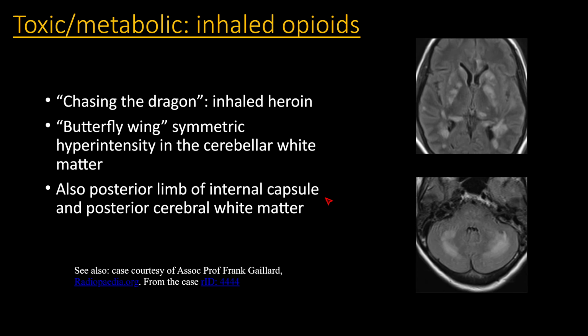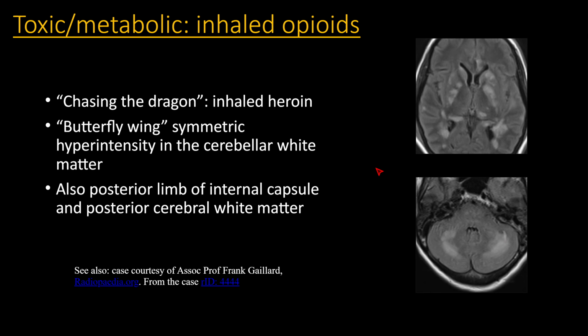All right, now let's shift gears a little bit and talk about toxic metabolic etiologies. To get us started, we'll talk about inhaled opioids. Now, inhaled heroin in particular is what's sometimes referred to as chasing the dragon, and it can result in some pretty impressive imaging appearance. One of the hallmark features is this kind of butterfly wing appearance, which consists of symmetric white matter hyperintensity in the cerebellar white matter, mimicking the appearance of a butterfly wing.